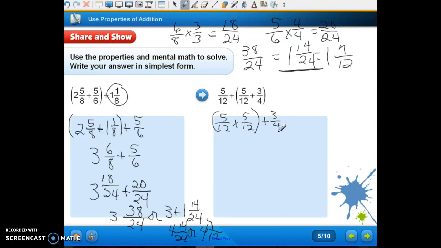5/12 plus 5/12 is 10/12. Plus 3/4. Can we add 3/4? No. So let's make 3/4 into 12ths, right? Yes. 3/4 times what equals 12ths? 3/3. So then we have 9/12, which we can add to that, which gives us 19/12, or 1 and 7/12.